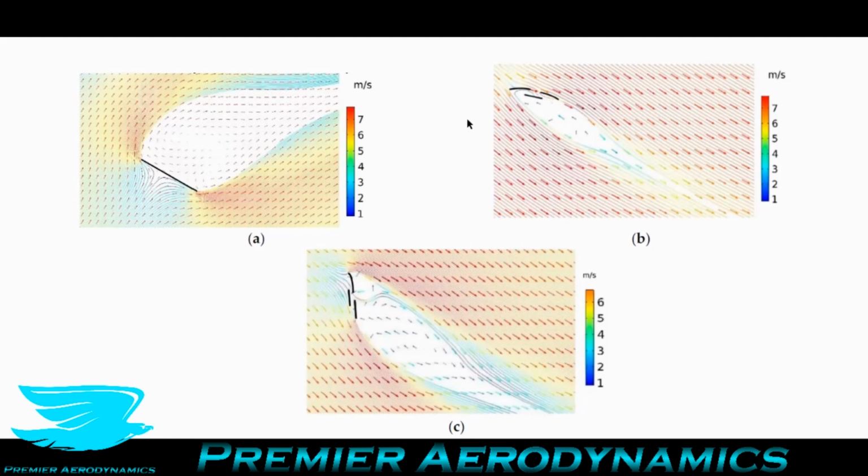Then on the upstroke, if the bird or the MAV is going straight up, so the flapping in a typical angle, the check valve opens and then obviously bleeds air into this wake region.